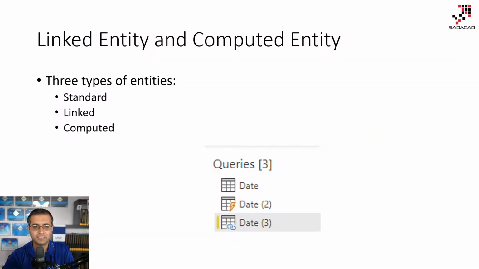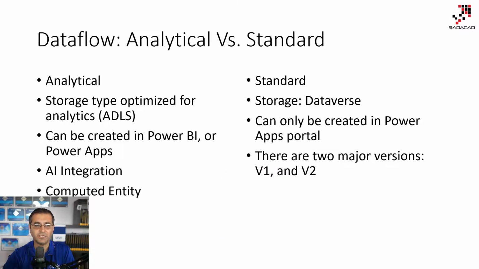Linked entity is another type of entity which is created in another data flow but linked inside this data flow. These two types of entities are premium features, which for refreshing them and working with them, you'll need a specific licensing, which is premium, especially for computed entity, because it comes with a specific enhancement in the engine that will make the processing of your query much faster, called enhanced compute engine behind the scenes as well.